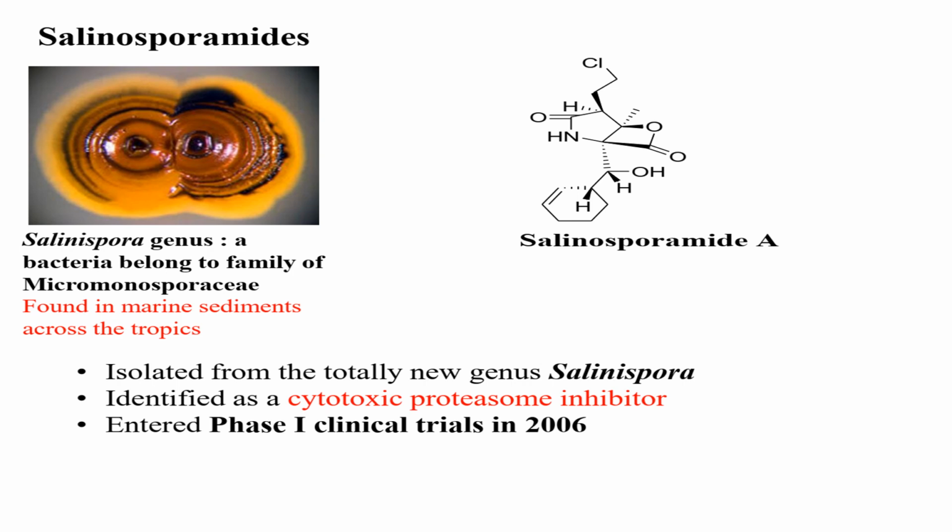This is salinosporamide. Salinosporamide is obtained from bacteria belonging to the family Micromonosporaceae, found in marine sediment across the tropics. Salinosporamide A was isolated from a totally new genus, Salinispora, identified as a cytotoxic proteasome inhibitor, and entered phase 1 clinical trial very soon, in 2006. So this is also another product isolated from marine species that can give a healing effect for cancerous disease.